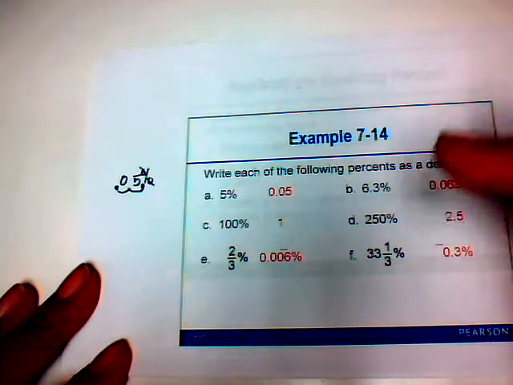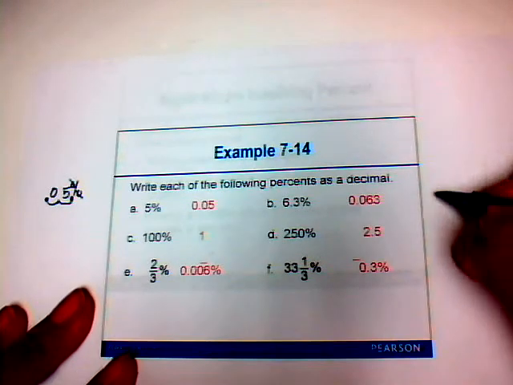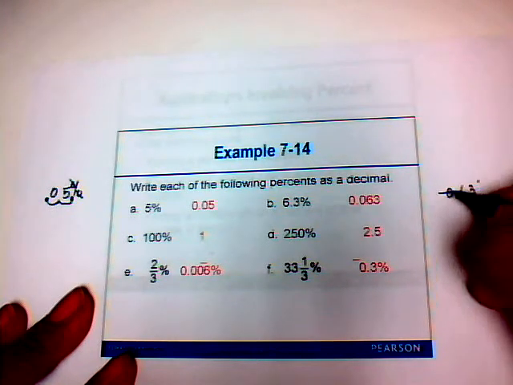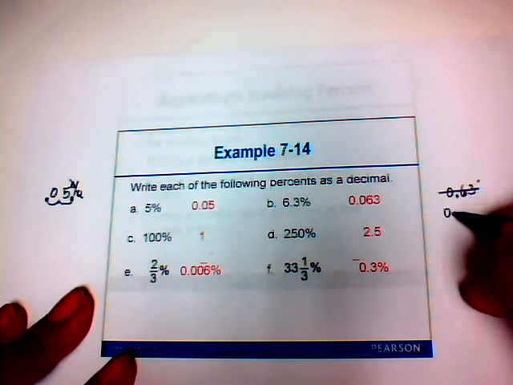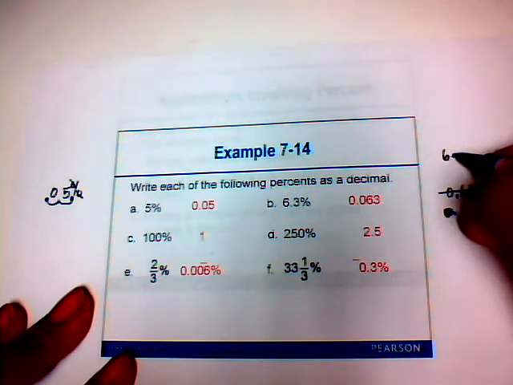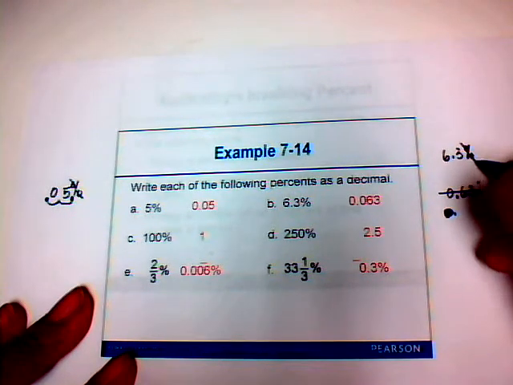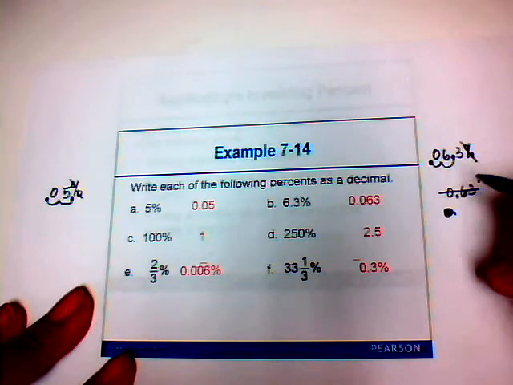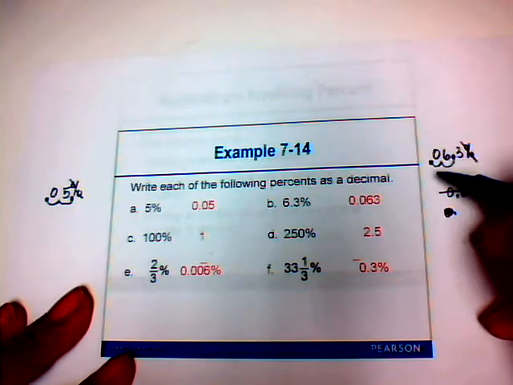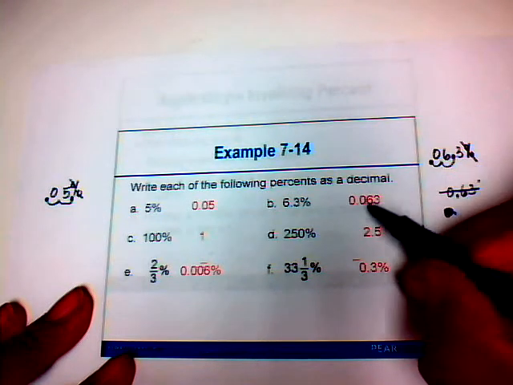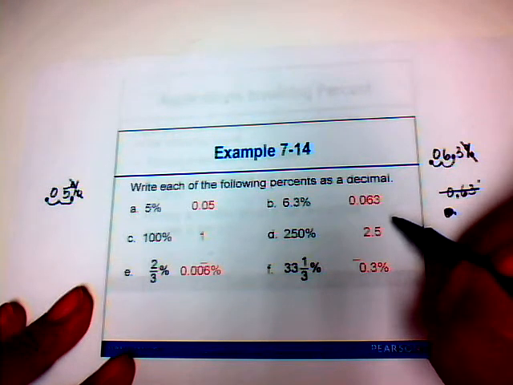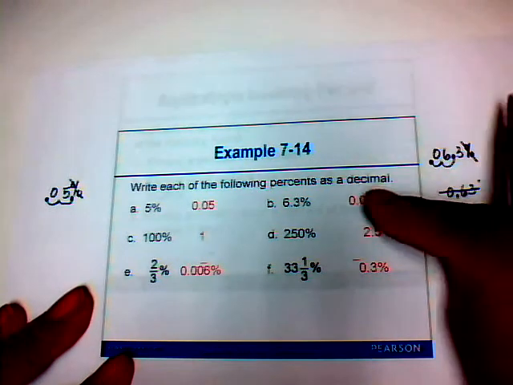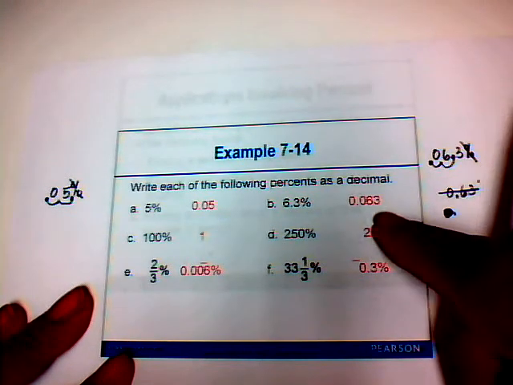6.3% as a decimal. Again, we drop the percent sign. 6.3%, I'm sorry. Drop the percent sign. Move this decimal point 2 places to the left. So you have to put a 0 there, so the decimal point will be in front of the 0, so it'll be 0.063. Or do 6.3, divide that by 100, and you'll see you'll get the 0.063.